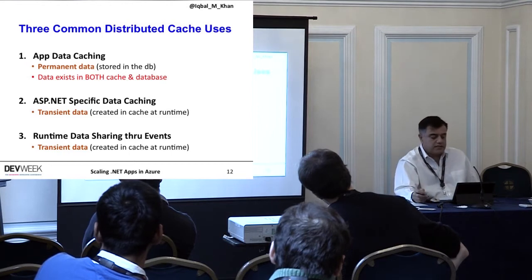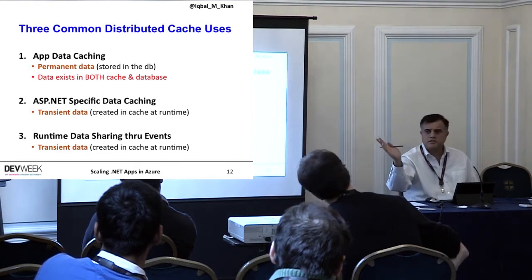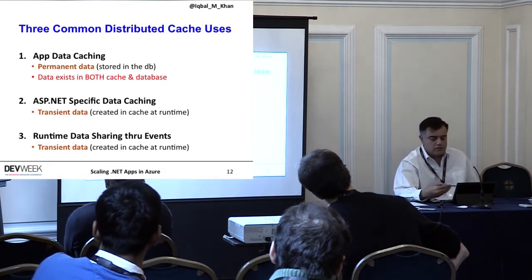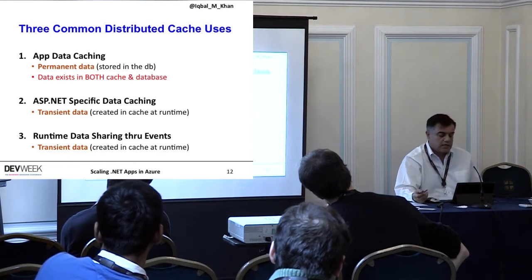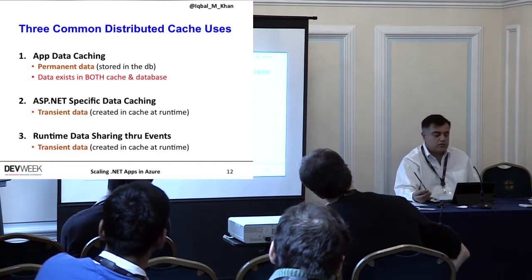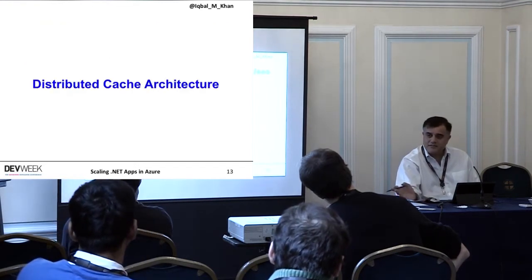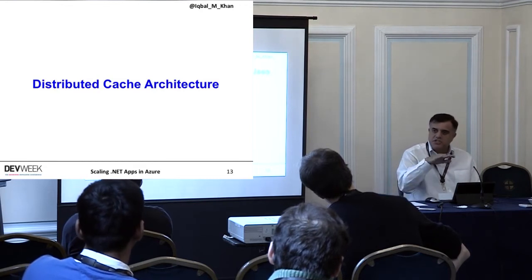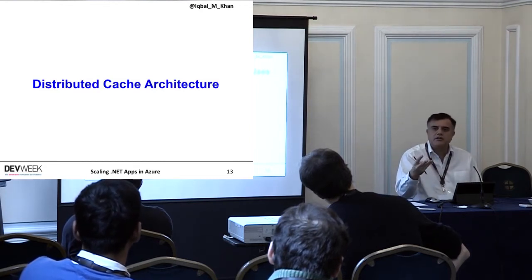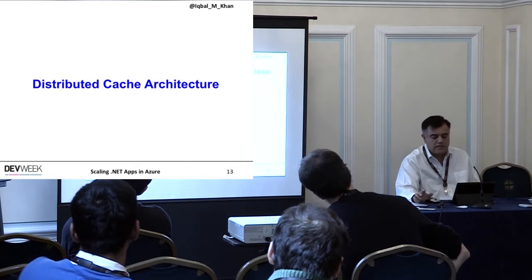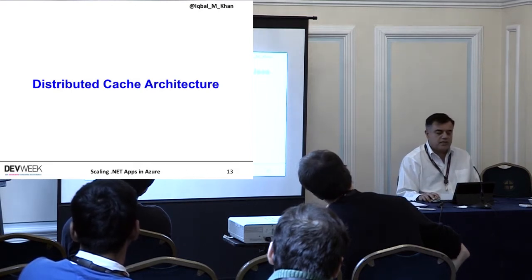The third common use case is something that a lot of people don't know about, which is runtime data sharing through events. You've probably heard of the PubSub, publish-subscribe model, and that's the type of model you can use here. With the help of events, you can do PubSub-type data sharing, and that's also transient data. It may be permanent data that exists in the database, but from a sharing perspective, it's transient. Once you've shared it, it no longer needs to be kept there; it just needs to be taken out. But it's also, most of the time, created at runtime. So those are the three common uses of a distributed cache.